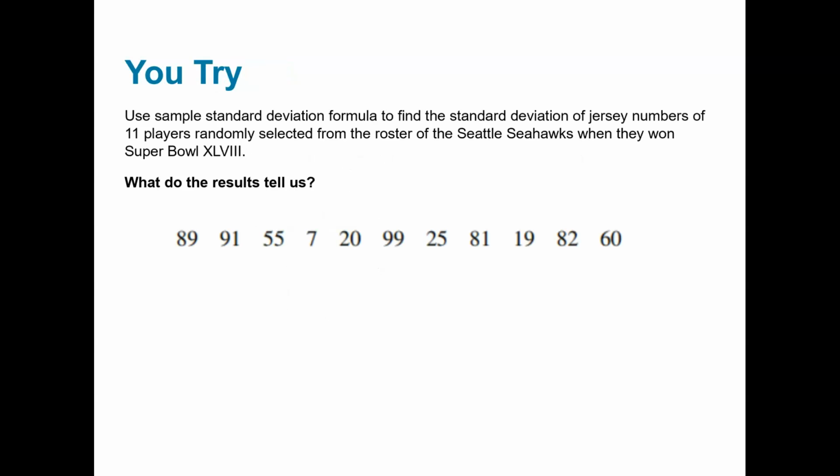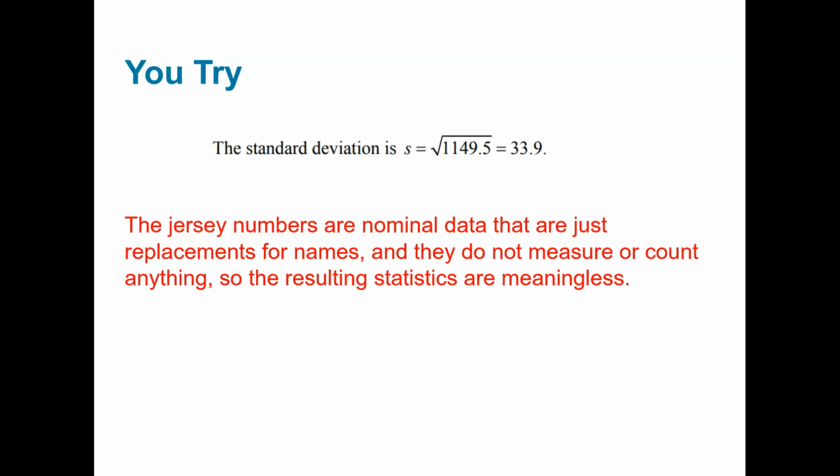Go ahead and give this one a try, and then see, what do the results mean? What does the answer mean? So that's the standard deviation. The results don't mean anything again because they're Jersey numbers. I mean, maybe if the mean made sense, then the deviation away from the mean would make sense. But because the mean is meaningless, it doesn't make sense.